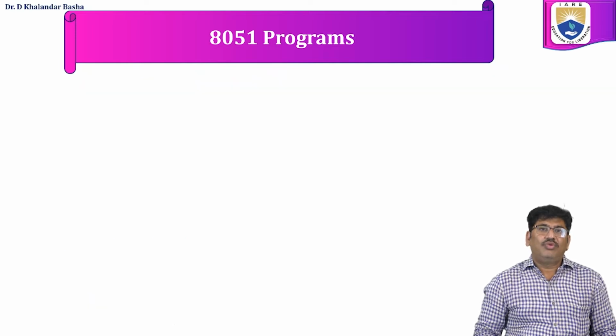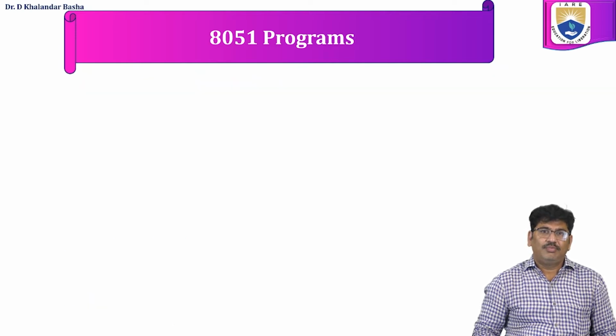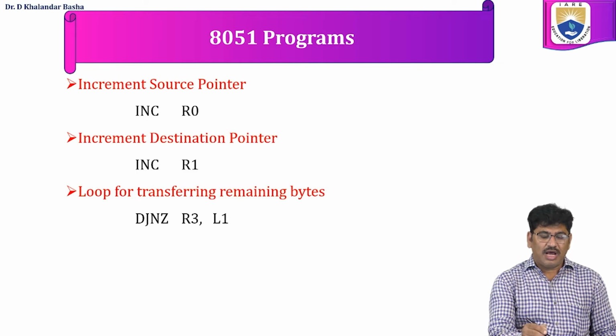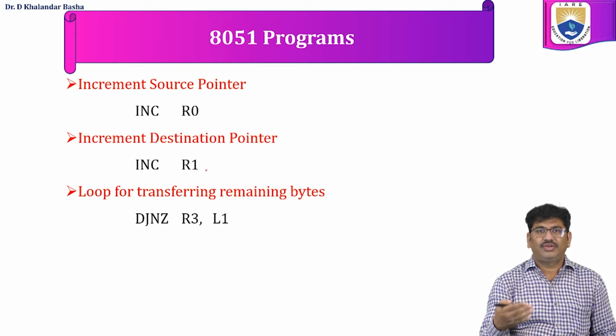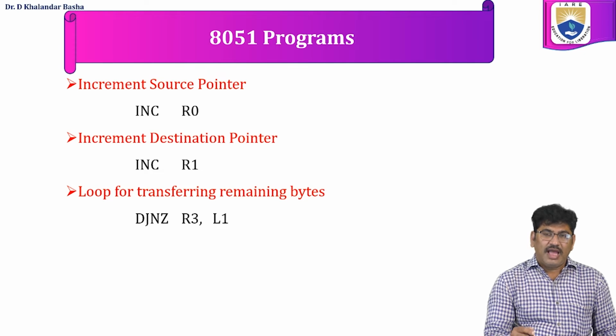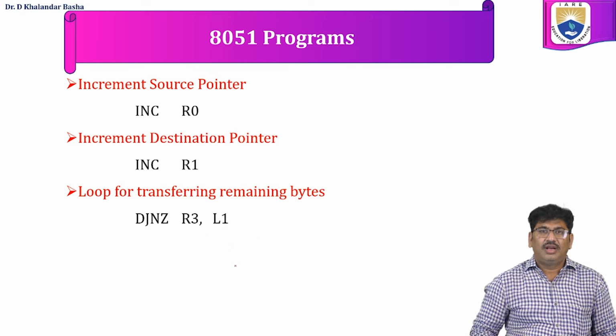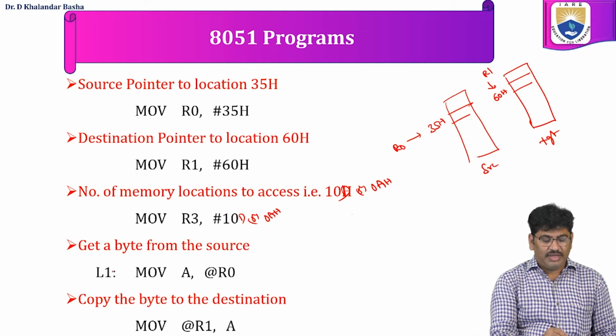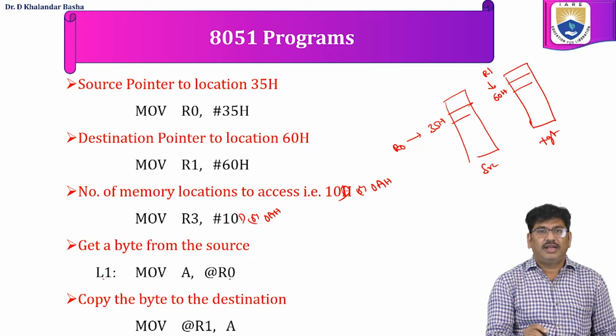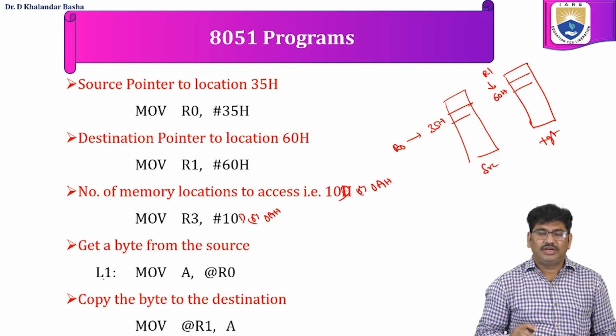For every move operation, we have to increment both the R0 register and the R1 register for referring to the next memory location. As one movement is done, then decrement the count which was specified in R3. After decrementing R3, if the R3 contents are not 0, then go to label 1, and label 1 is used for copying the data from the source memory location to the accumulator, and from the accumulator to the destination.